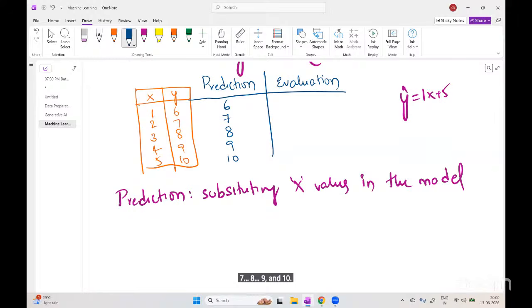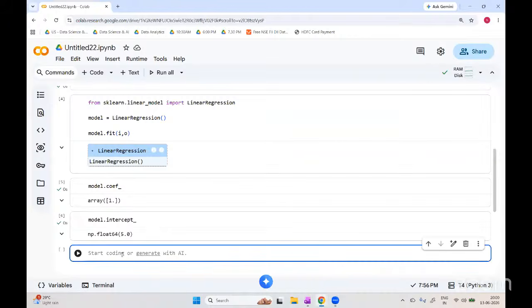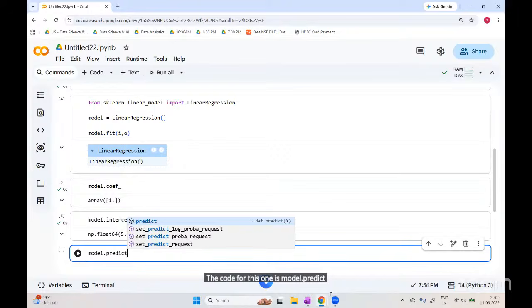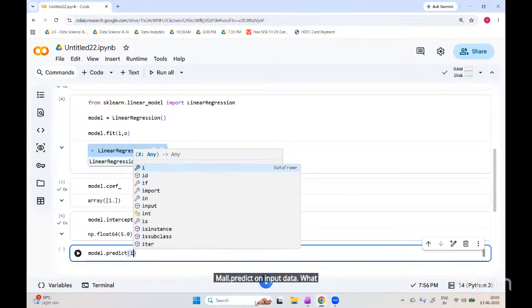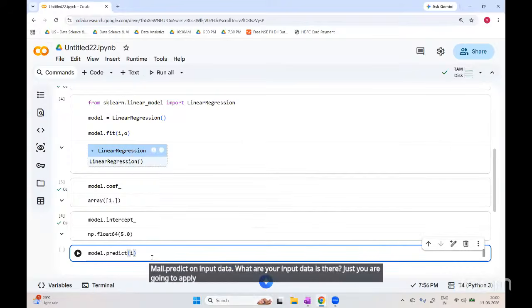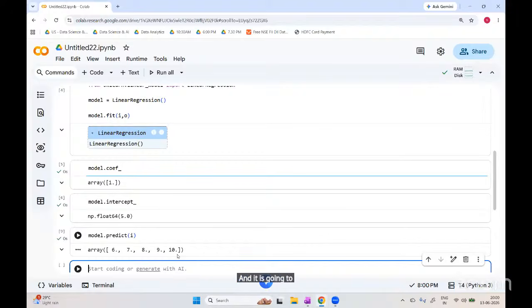Is the point clear? This is called prediction. The code for this one is model.predict, model.predict on input data. What input data is there? You just apply the model on the input, and it is going to give 6, 7, 8, 9, 10. From where did you get these numbers? By substituting the X values in the equation. This is the code.